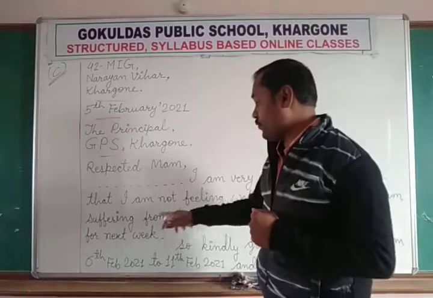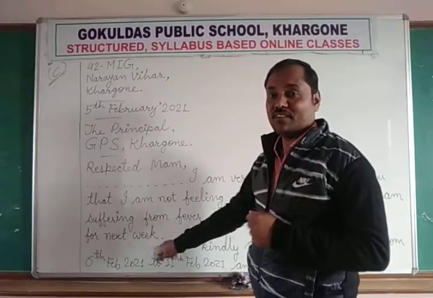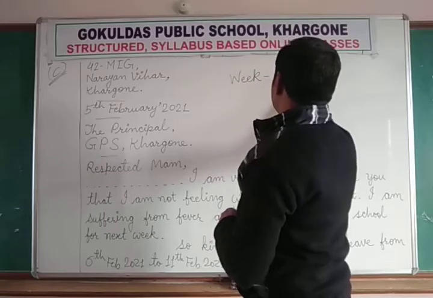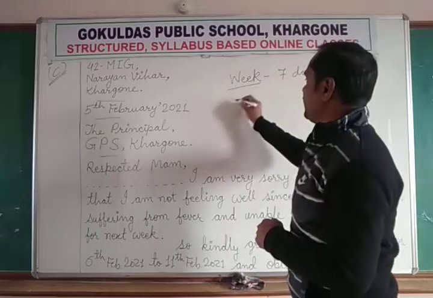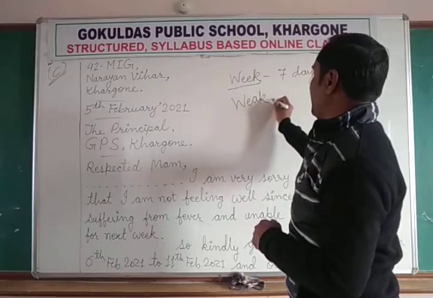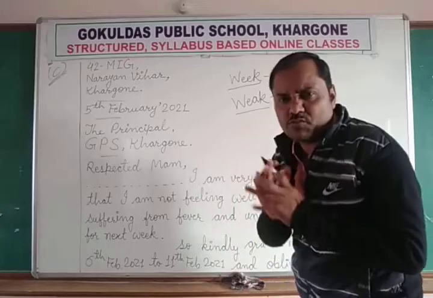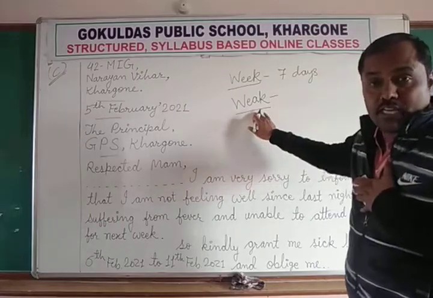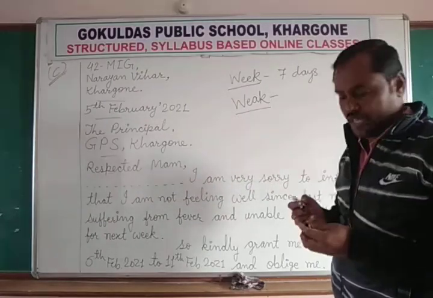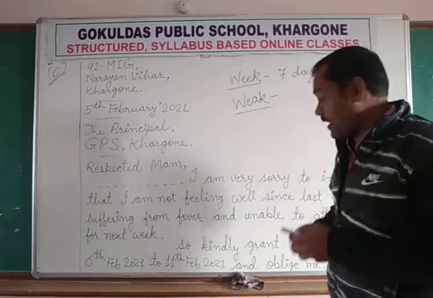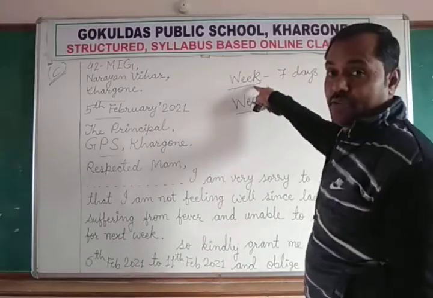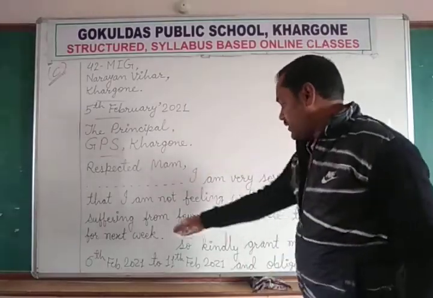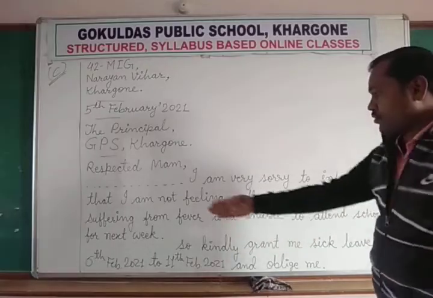Okay, what is the difference between week and weak? Week is W-E-E-K. Week means 7 days. Okay, this is called week. And W-E-A-K, weak. Weak means बहुत कमजोर. Okay, I am feeling very weak. मुझे बहुत कमजोरी लग रही है, ताकत नहीं बची. Helpless, tired, थका हुआ लग रहा है. This is the difference between week and weak. So I cannot attend. I am unable to attend school for next week.